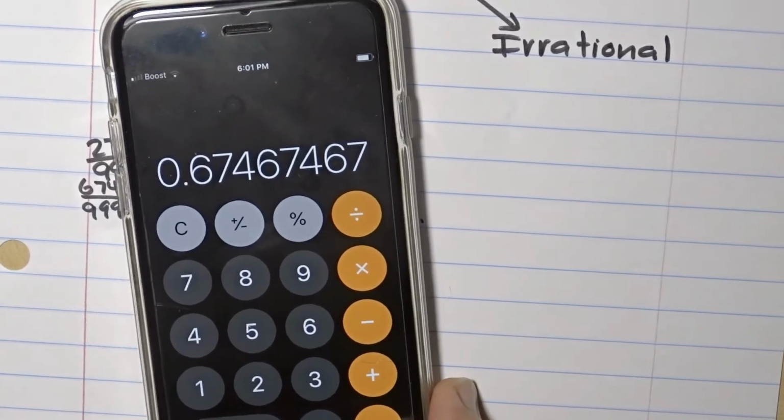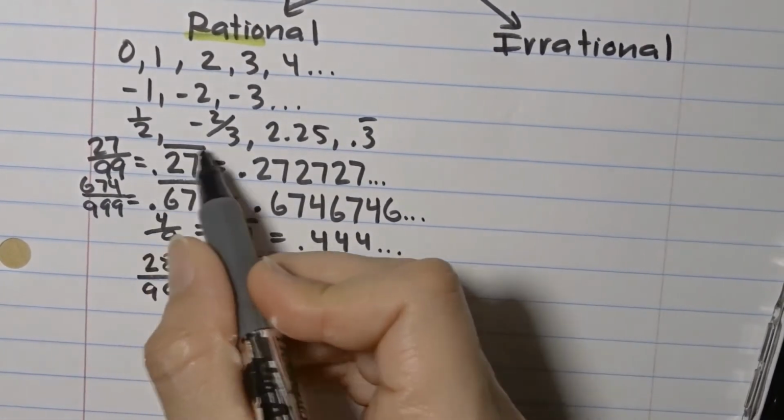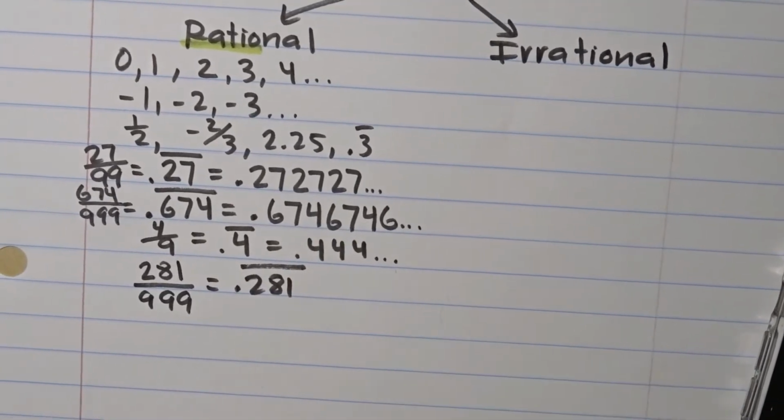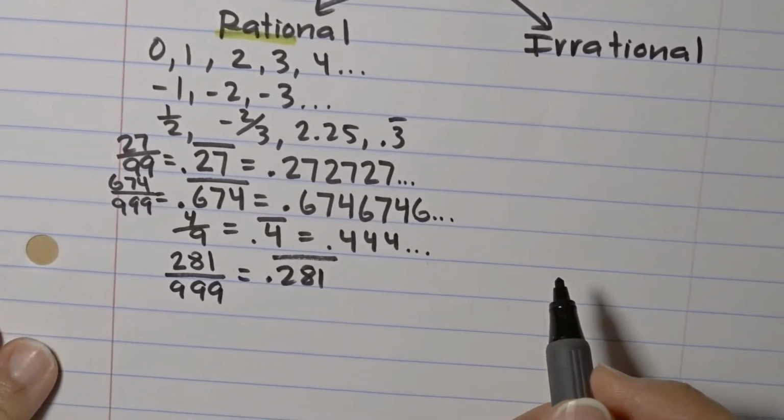674, 674, 674. All right. So anytime you see these repetition bars, they could be written as fractions. All right. That was a side note. Moving on.